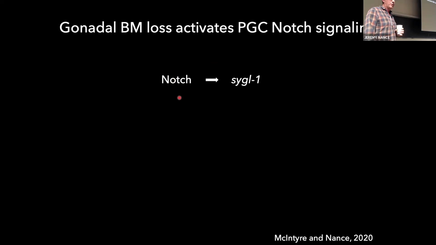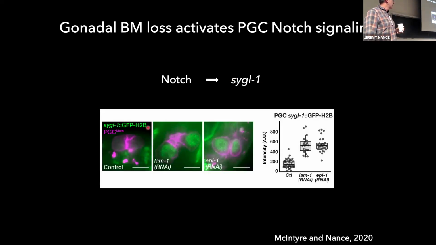And her lab identified direct targets of Notch in this capacity. One of those genes is called Sigil-1. So we took a reporter construct with the Sigil-1 promoter driving GFP to ask whether Notch signaling was inappropriately becoming activated in these primordial germ cells in the embryo. And that was the case.